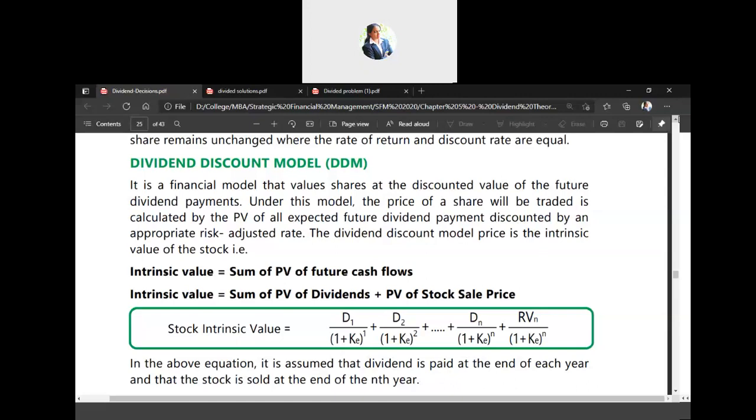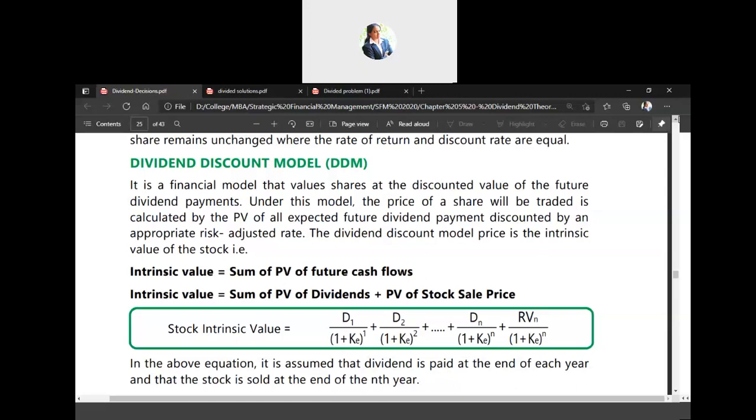Now under this model the price at which the share will be traded shall always be calculated by the present value of all the expected future dividend payments, discounted by an appropriate risk adjusted rate. Now here the intrinsic value represents the sum of present value of future cash flows, and the intrinsic value represents the sum of present value of dividends plus present value of stock sale price.